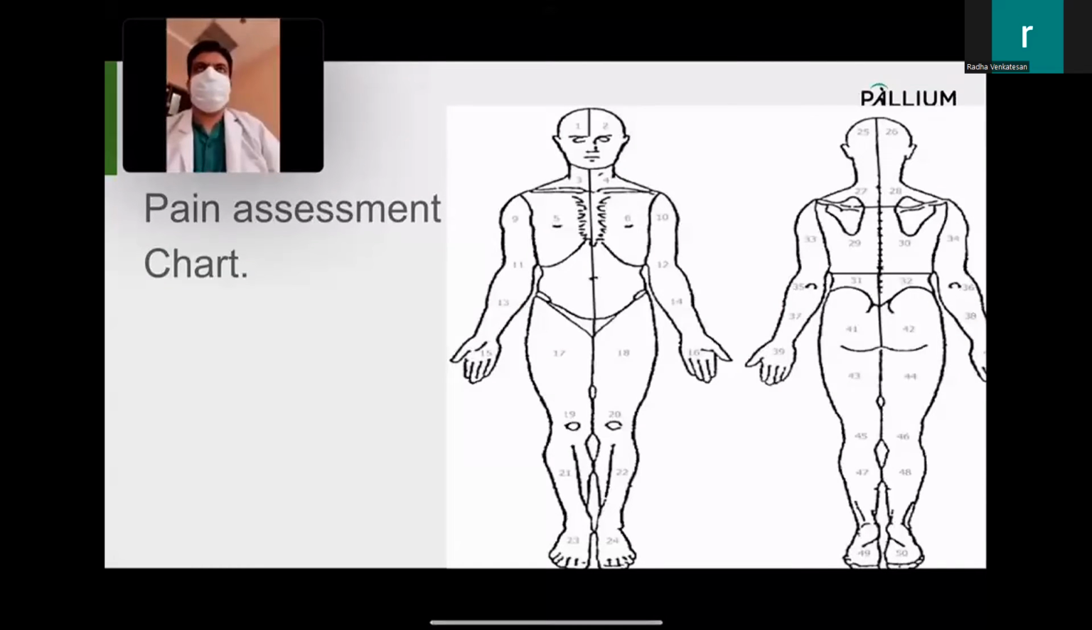And what is on the screen is another chart which is very helpful, because sometimes communication is an important thing. Language barriers, or sometimes understanding, different demographics, different educational status, so many things are there. So this is a very simple and clear way of getting information. You can give this and then ask them to mark where is your pain, from where to where, and things like that. So they'll be able to depict and convey better. So this is another chart which could be used.